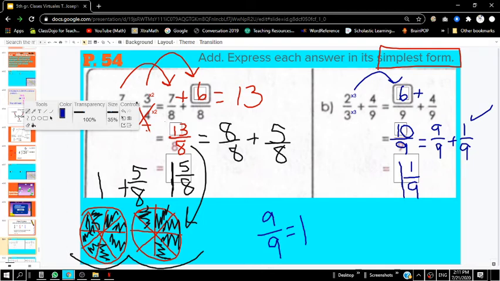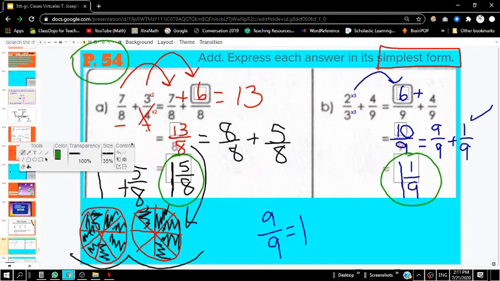That's your final answer. Boys and girls, make sure you check both answers, which I am currently putting in a green circle, to make sure that these problems are correct. On page 54, letters A and B.